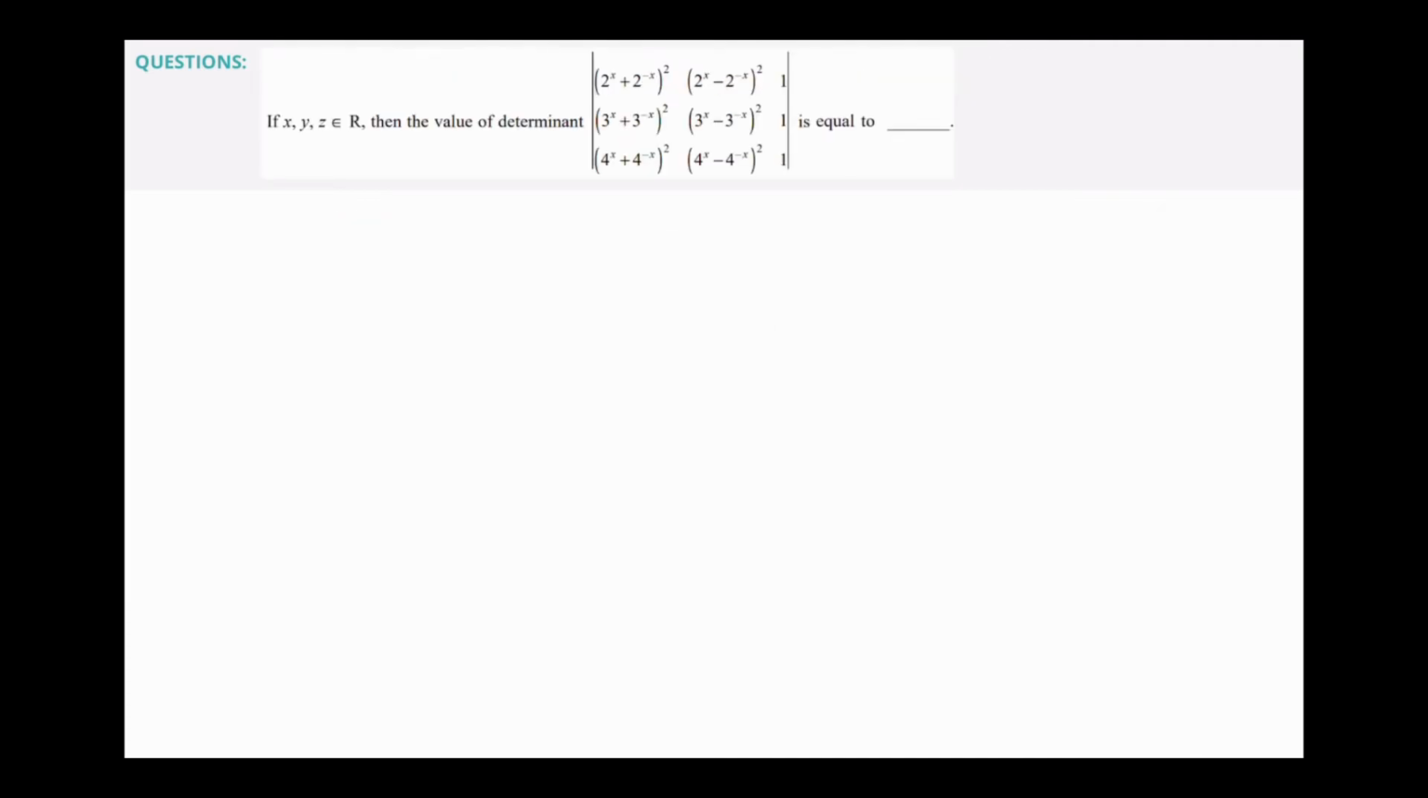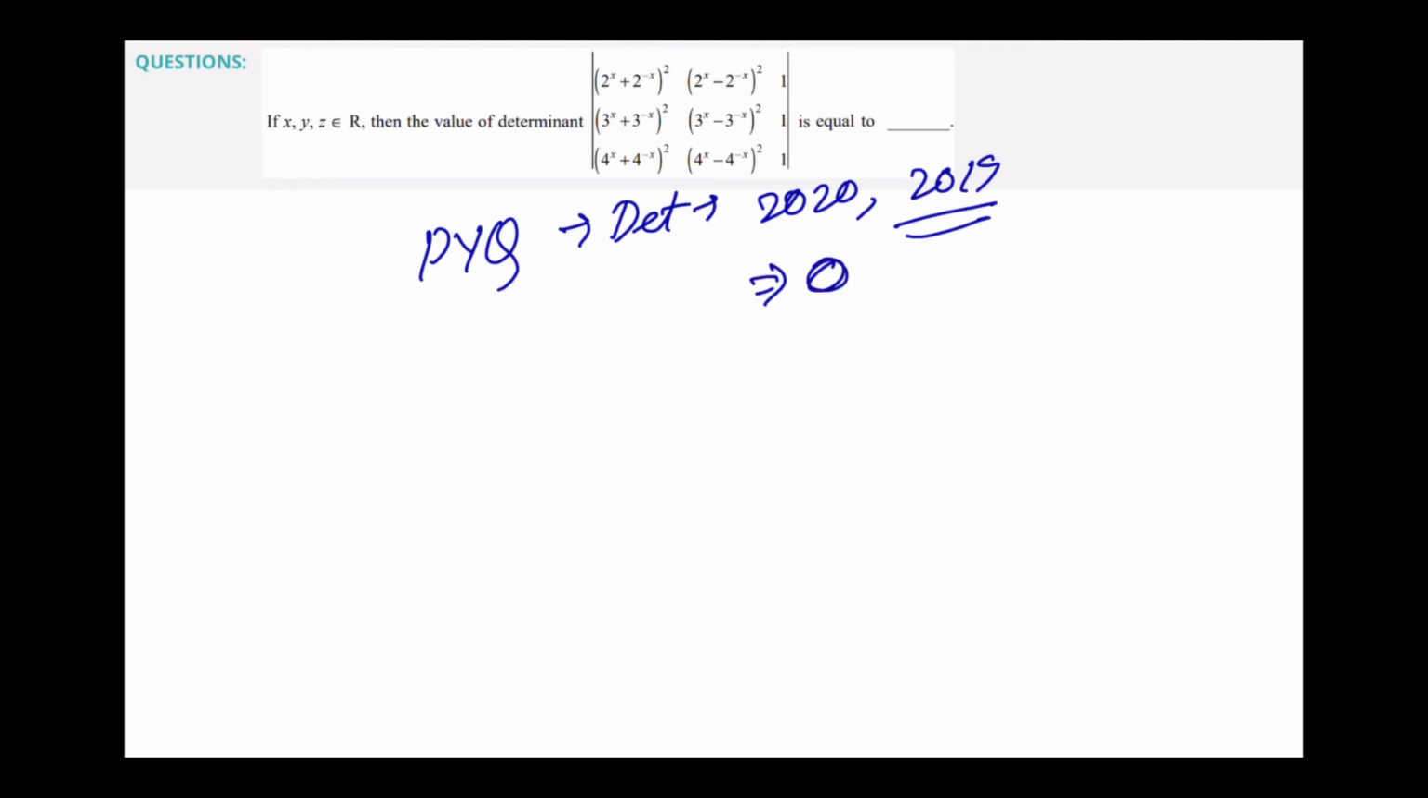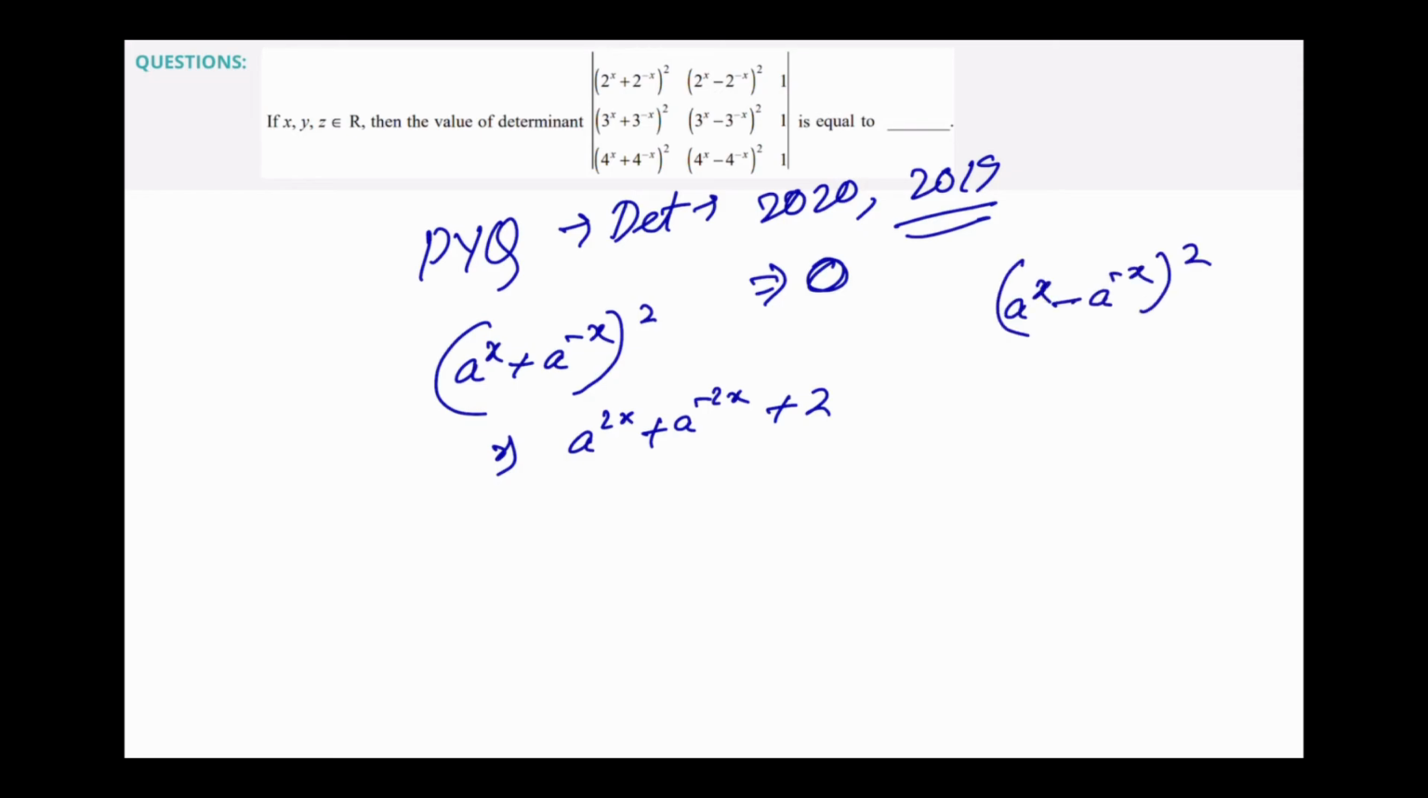Now a very similar question we have done, students, in the PYQ determinant section, of 2020, I think, or 2019, of KCET. So very simple question, the answer will be equal to 0. You already know the concept I told you there: if I open up a to the power x plus a to the power minus x, I'll get a power 2x plus a power minus 2x plus 2, and on this side, a power 2x plus a power minus 2x minus 2. So if I subtract these two, students, I'll get 4.